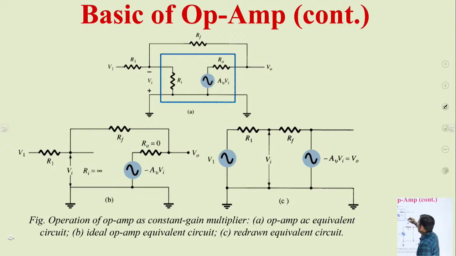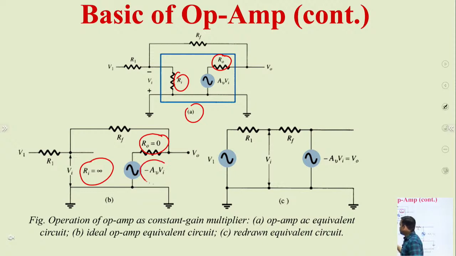As we can see in this figure A, we have the equivalent circuit where input and output resistances are placed. But let's assume that the circuit is ideal. If the input resistance is very high, we can replace it by its open circuit equivalent, and the output resistance is 0, so we replace it by its short circuit equivalent. We get an output here which is minus AV multiplied by VI, where VI is the differential voltage applied at the input terminal of the op-amp.